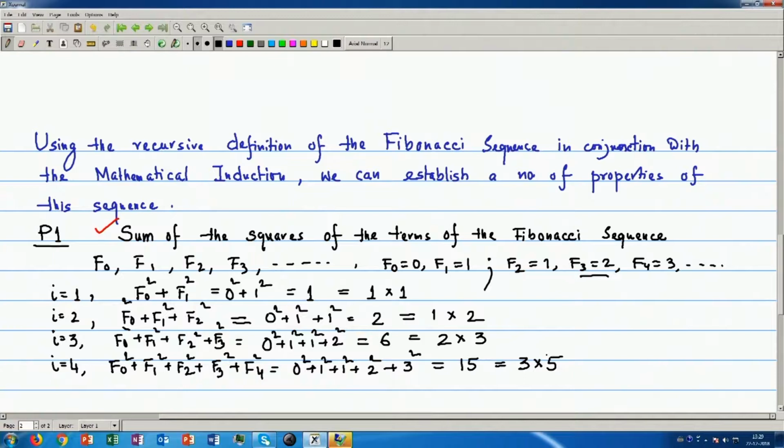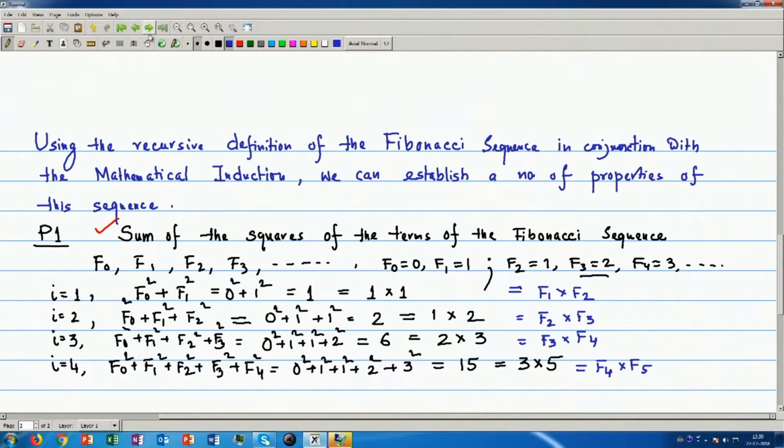Now, if we observe the sums of squares for different values of i, we can write that for i equal to 1, it is 1 into 1. So, this becomes f 1 into f 2, because my f 1 and f 2 both are 1. Now, my f 3 is 2. So, I can write this thing as f 2 into f 3, this as f 3 into f 4, this as f 4 into f 5. So, we get a pattern.